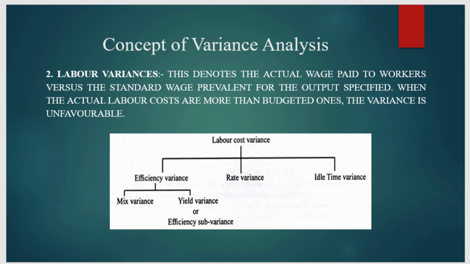Under this labor variance, first is the labor cost variance. Under this labor cost variance, we have three different types of variances, that is efficiency variance, rate variance, idle time variance. Now you can write it as labor efficiency variance, labor rate variance or labor idle time variance. So these are all the three parts of labor cost variance.